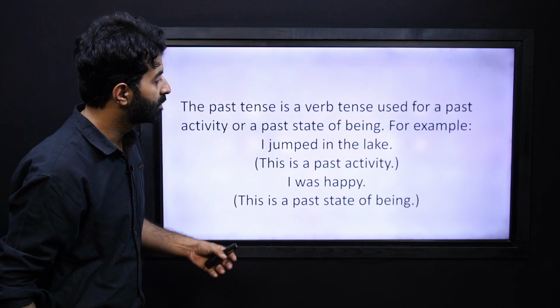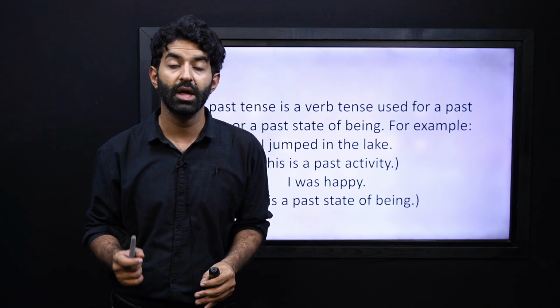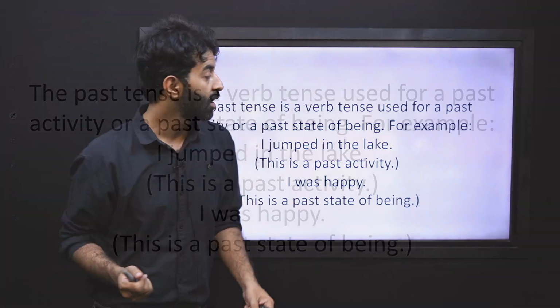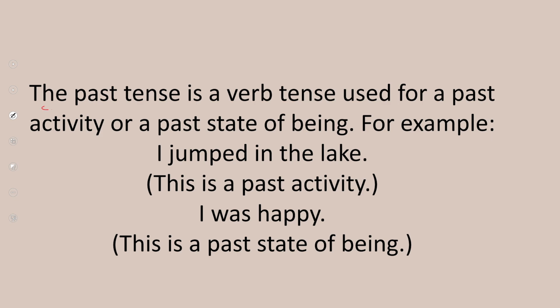First, we will talk about past tense, and we will be talking about it in the simple form. You can call it past simple tense or simple past tense. Now, when we are talking about the past, it means the thing has already been done. The past tense is a verb tense. It means we change the form of the verb, and it is used for a past activity or a past state of being. Even if no action is happening, just the status or the state of being should also be changed because we are talking about the past over here.